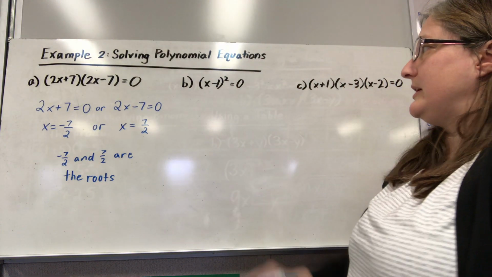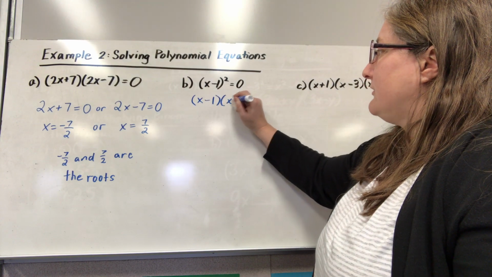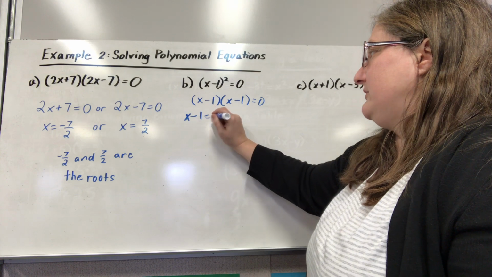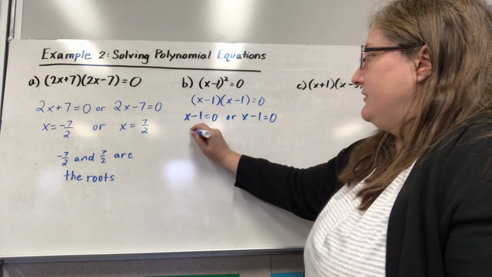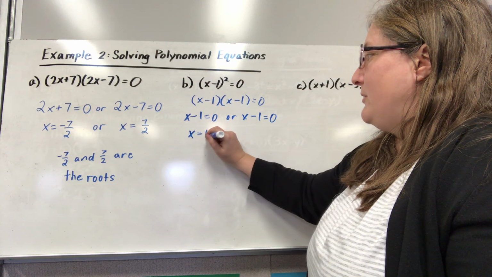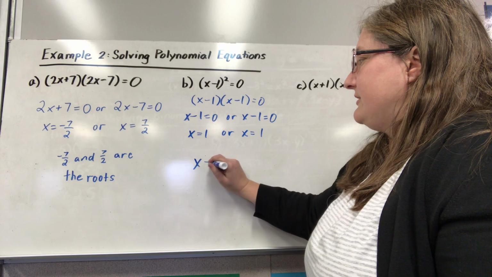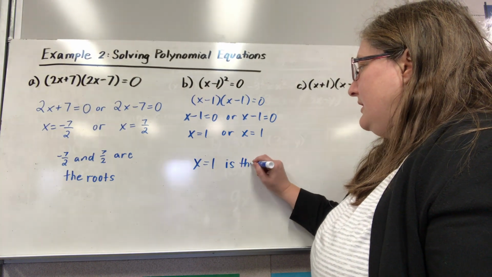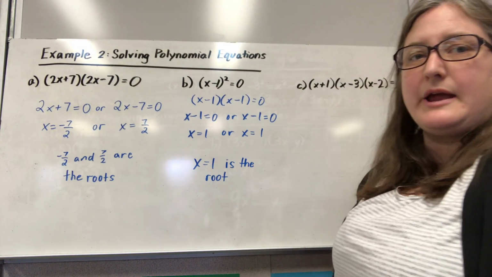In this case, I'm doing x minus 1 squared. So x minus 1 times x minus 1, and I'm getting an answer of 0. So either x minus 1 equals 0 or x minus 1 equals 0. So in this case, x would be 1 or x would be 1. In this case, since they're the same, we just say x equals 1 is the root. It's a repeated root, which is why we only really end up with one answer here.